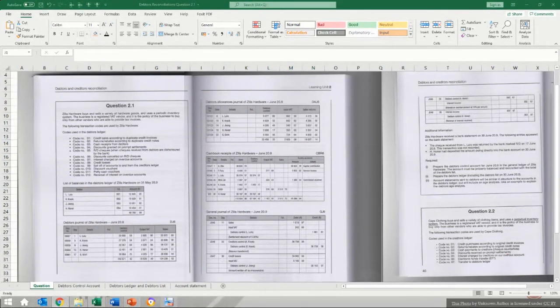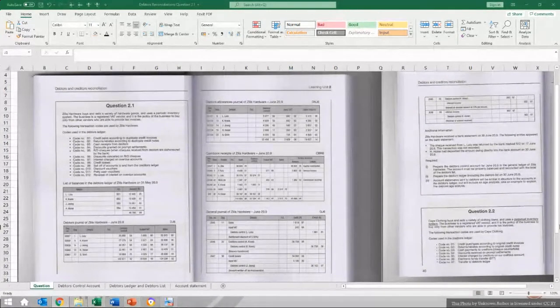Okay, so let's discuss the question. Like I said, when they ask you to do the debtors control account, the debtors control account is our general ledger account. Remember, debtors is seen as an asset account, which means the balance is normally a debit balance if our debtors owe us money.